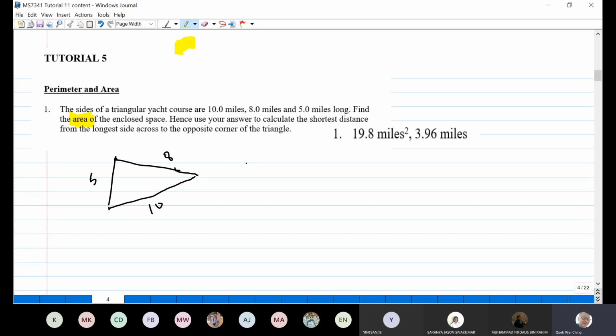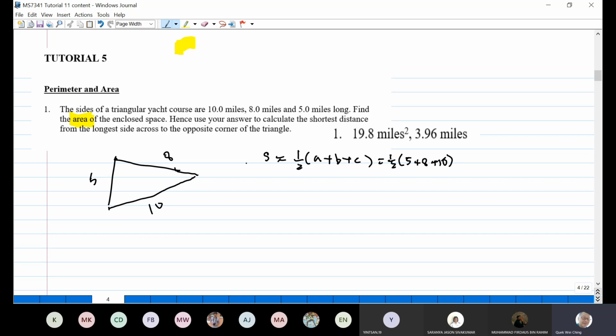So how to find the area of a triangle if you're given three sides? There's the simplest one. You just find out s first. Okay, the formula is s equal to half of a plus b plus c. Okay, this is one way. Find out s first. So a is 5, the other one is 8, the other one is 10. Okay, three sides, 5, 8, 10.